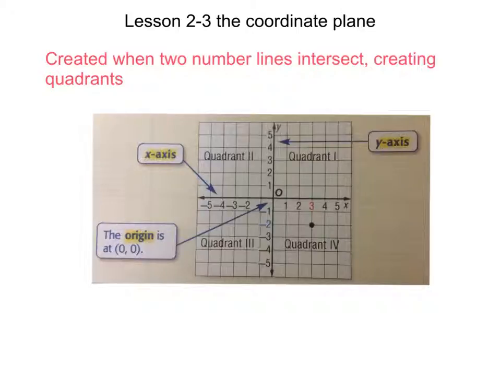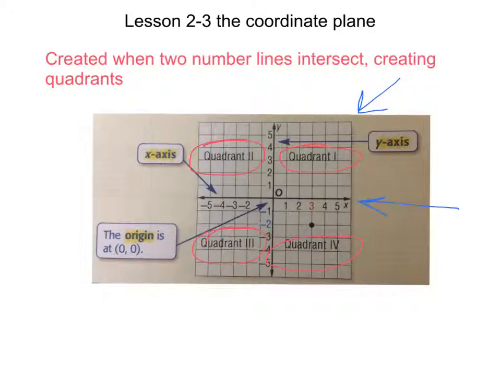If you see here, we have the y-axis, which is vertical. It's running up and down, and the x-axis is here, and that is running horizontal, or left to right. You also have quadrants that start in the top right-hand corner and go counterclockwise. So you have quadrant 1, quadrant 2, quadrant 3, and quadrant 4.